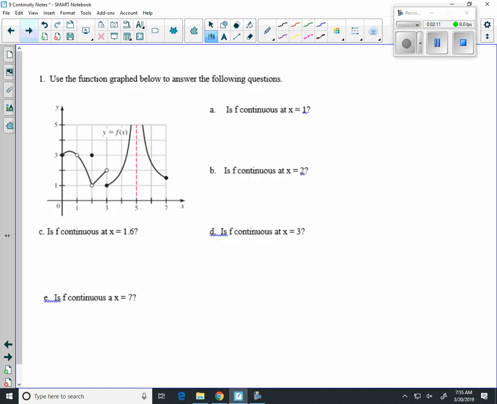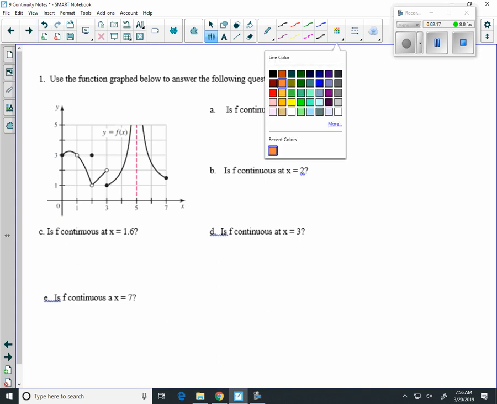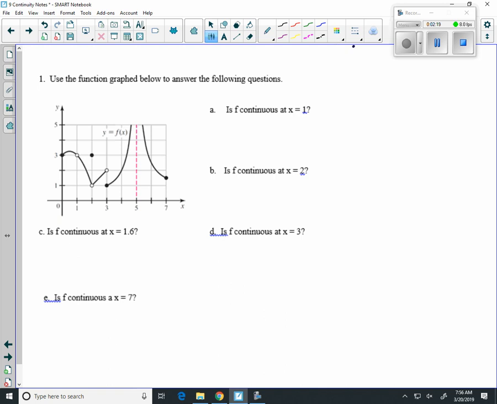So, use the function graph to answer the following question. Is f continuous at 1? So what we're going to do with every one of these, and it's going to feel a little repetitive, but you can hang in there. And of course, since this is a video, you can work ahead, pause, whatever, do what you need to do.